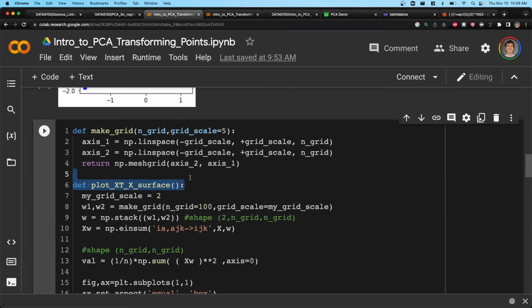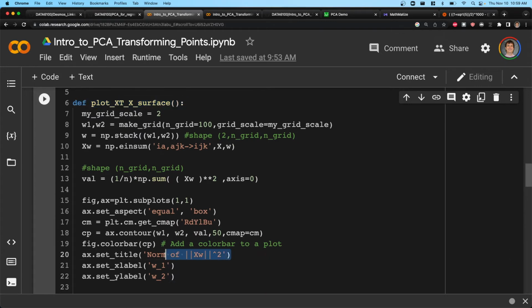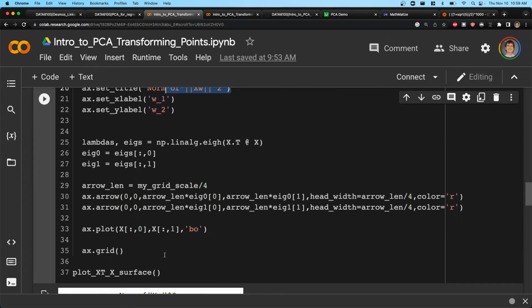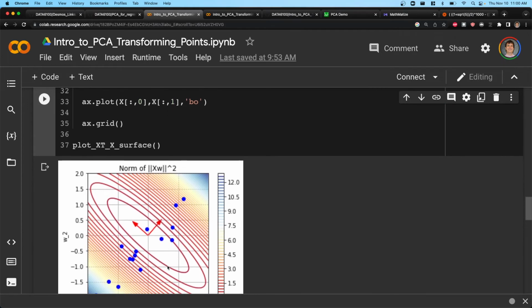In the code I called it W, not L. But what we're plotting is the norm of x W squared. Here I said it's the norm of x L squared. We're plotting this thing as L changes. So you give me L, I calculate this value, and then I plot it. So it's going to be a surface plot. And here is what it looks like.